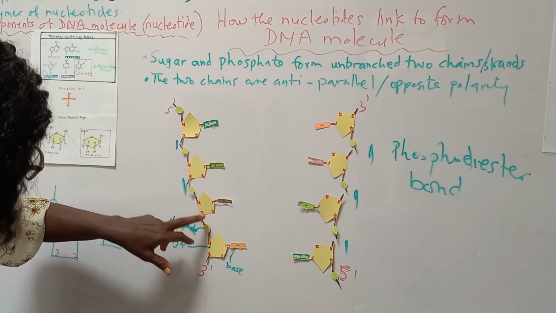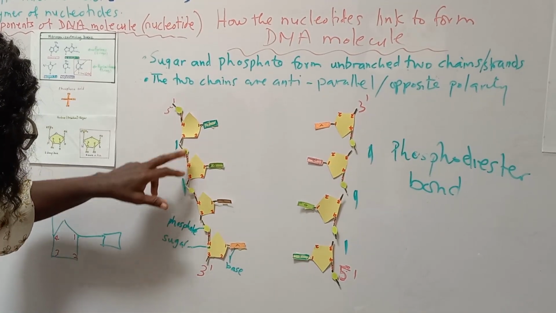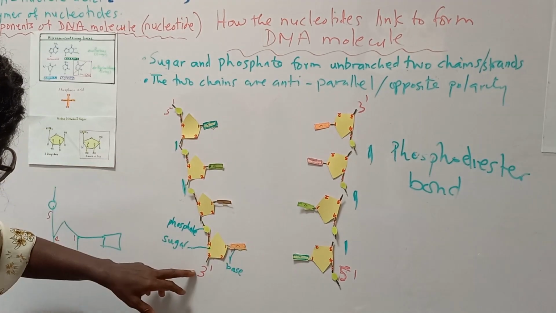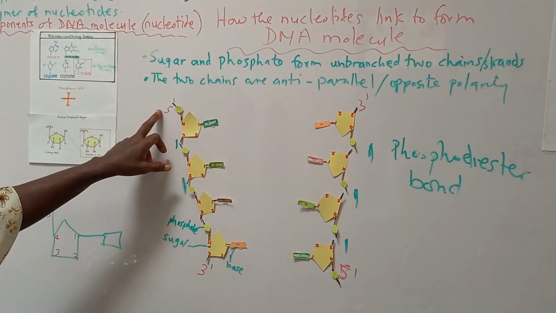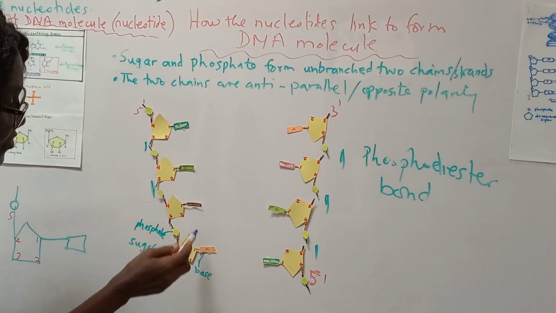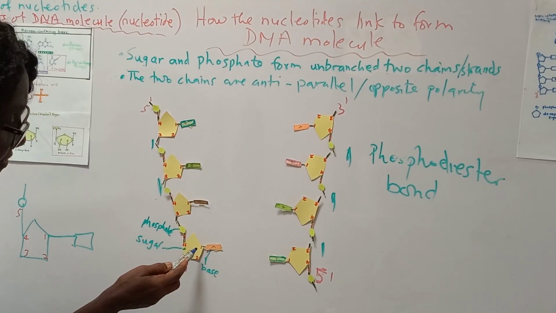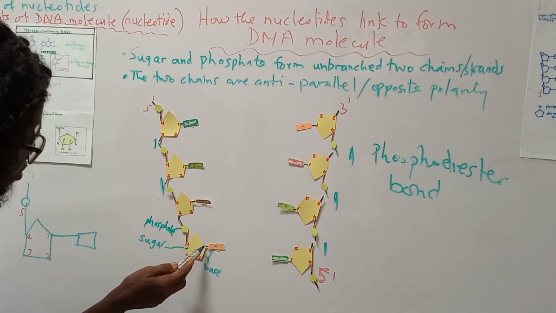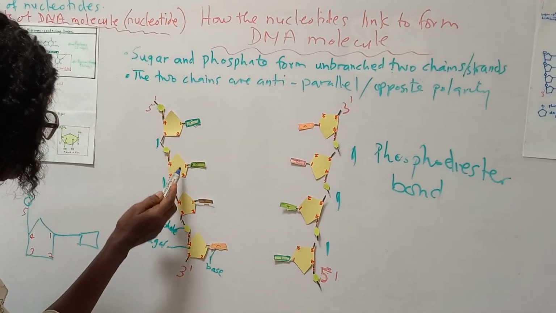So you have 5 linking to 3, 5 linking to 3, 5 linking to 3. This is a 3 prime and it ends at 5 prime. So the bases that stick at right angles of the sugar are always attached on carbon 1, note carbon 1.